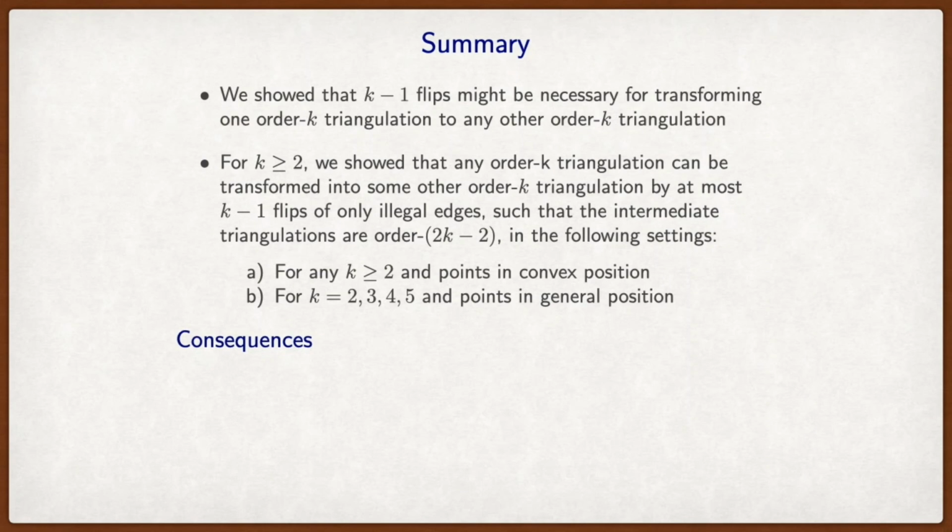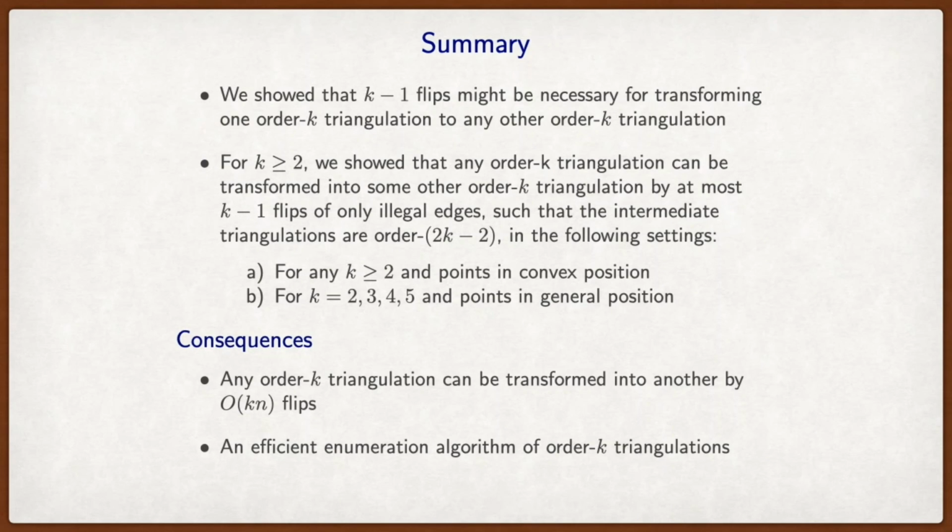Finally, as consequences, we obtain that any order K triangulation can be transformed into another by at most kn flips. And this also implies an efficient enumeration algorithm of order K triangulations using the reverse search framework of Avis and Fukuda.